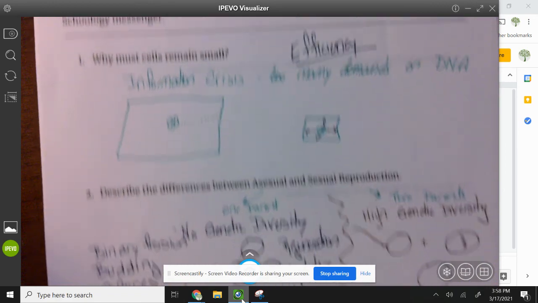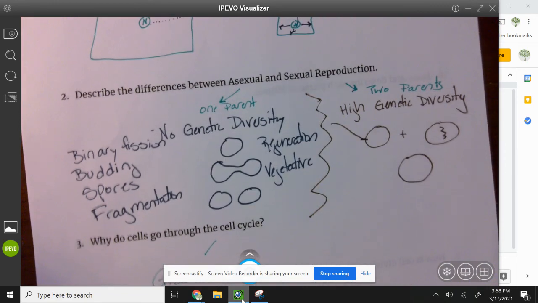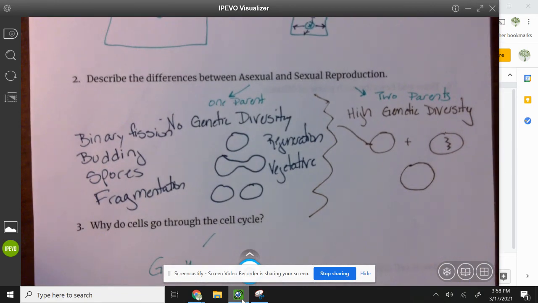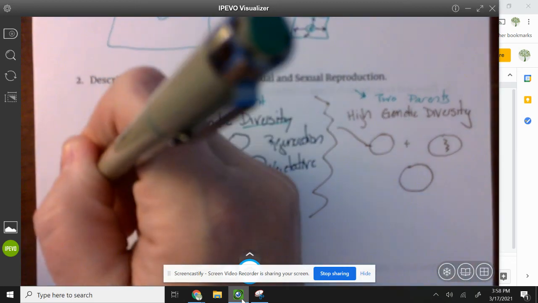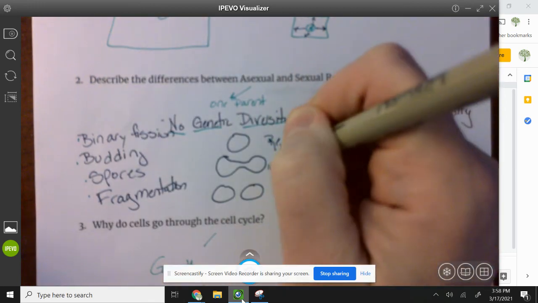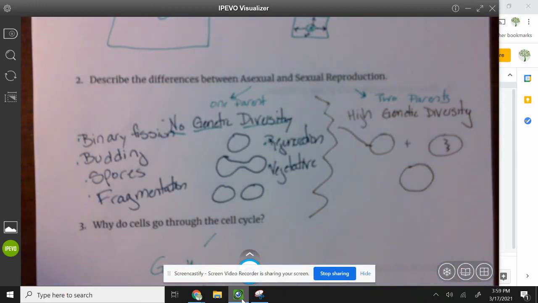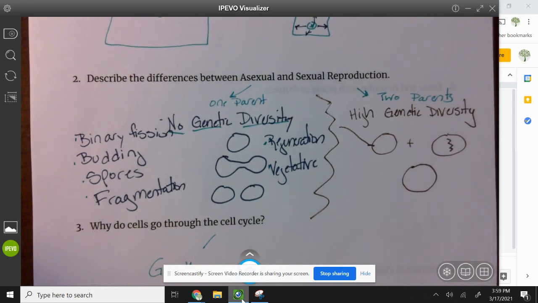Taking a look at number 2. Describe the difference between asexual and sexual reproduction. Asexual reproduction deals with one parent. There's no genetic diversity, and that includes, let me underline that so it's a little bit separate and you can understand my scratch. No genetic diversity. That includes binary fission, budding, spores, fragmentation, regeneration, and vegetative reproduction.